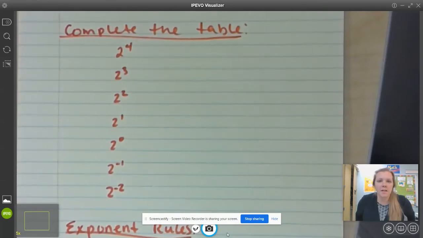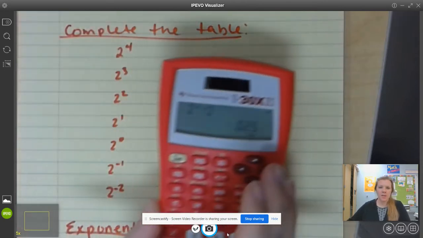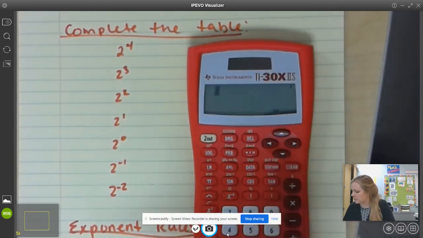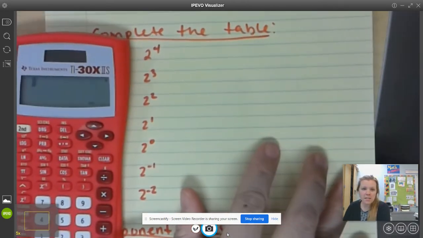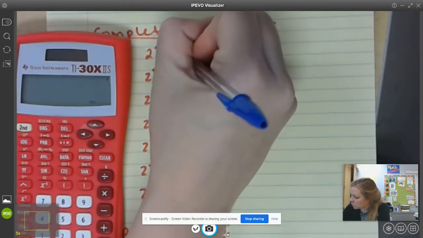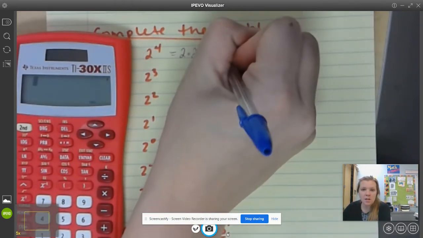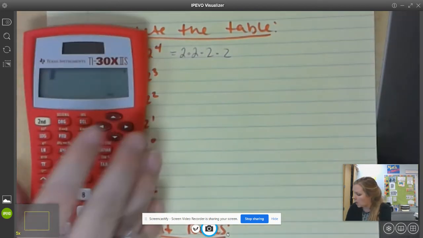All right, now we're going to complete this table. And it's not really a table, it's just a list of problems. I'm hoping that you can see this calculator. I was just doing some math. But 2 raised to the 4th means 2 times 2 times 2 times 2, literally 4 2's.